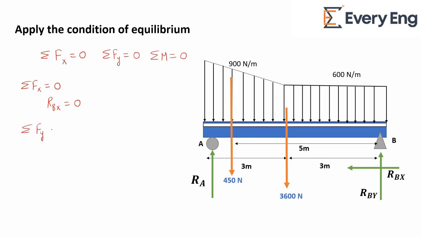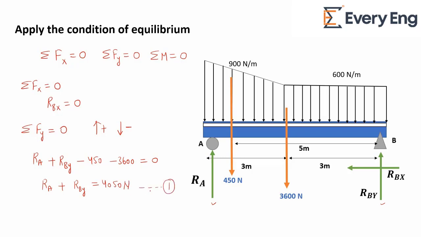Now summation of all the forces in y direction. In y direction, take upward as positive and downward as negative. In the upward direction there are two forces, Ra and Rby. So Ra plus Rby minus 450 Newton minus 3600 Newton equal to 0. So Ra plus Rby is equal to 450 plus 3600, which is equal to 4050 Newton. Take this as equation 1.